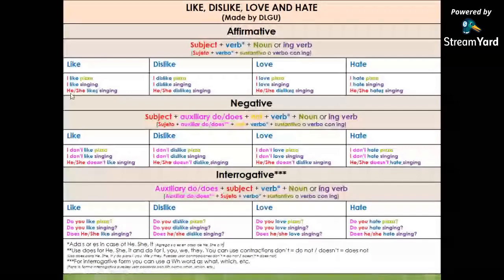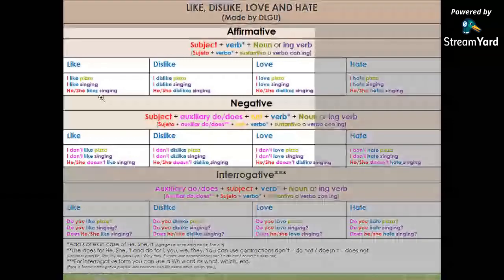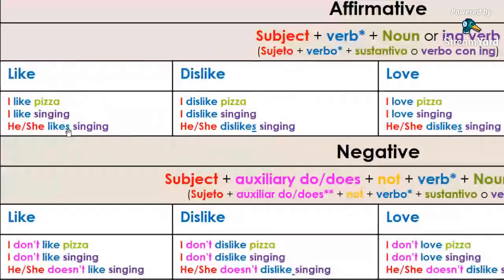¿Sale? We can say also he or she likes. And notice this: we add an s. Why? Well, we are talking about he or she. And remember, the same rule applies as for the present simple. Always when we are talking about he, she, or it, we add an es or an s at the end of the verb. It's just to indicate that we are talking about a present simple.